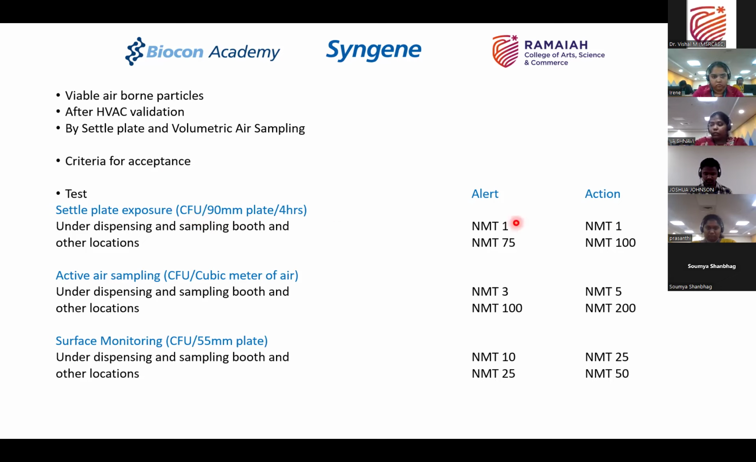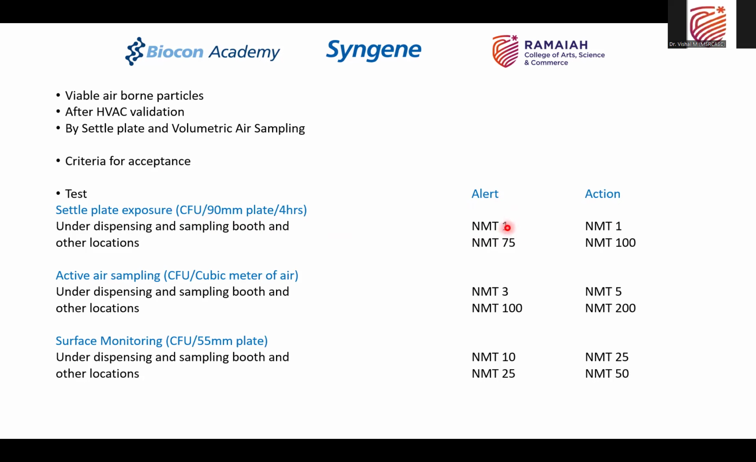So how many colonies are allowed? Not more than one colony forming unit. That is the alert. When you have to take action, again the same thing: if there are more than one colony forming units, then the necessary action should be taken in that region. Now, what are the criteria for other locations? As we have discussed before, there are some locations which are critical, some which are non-critical.